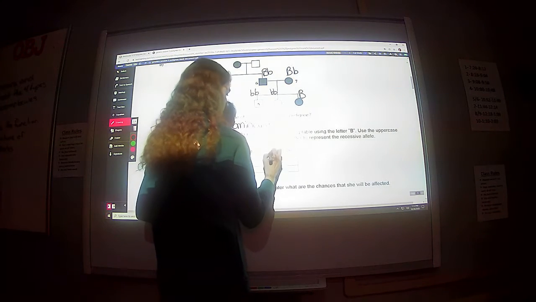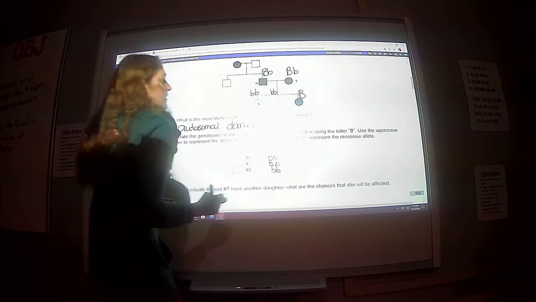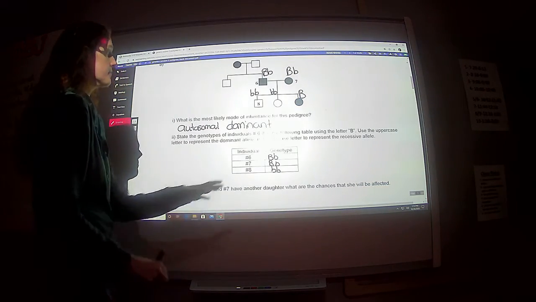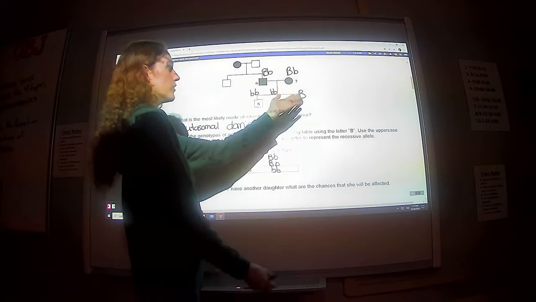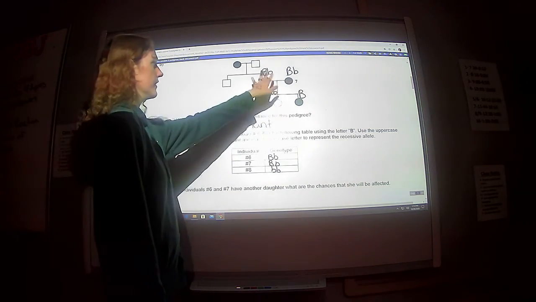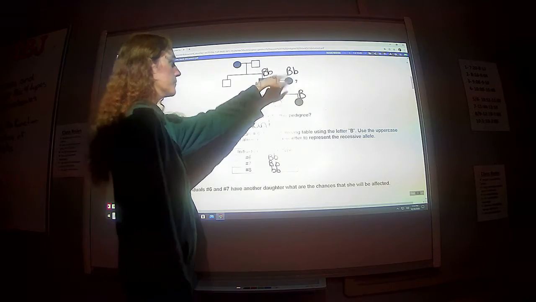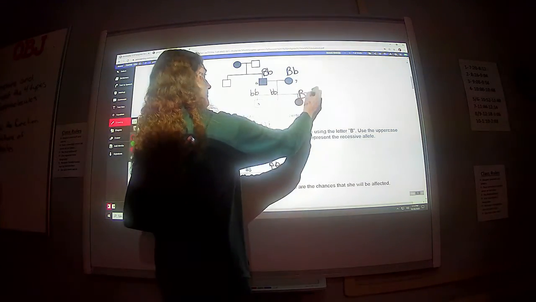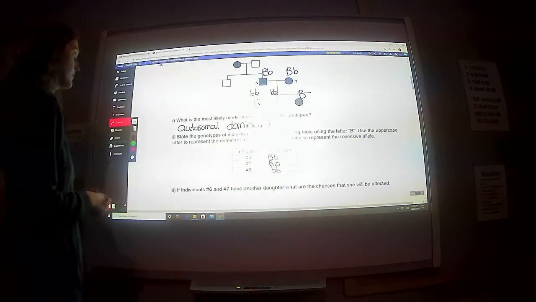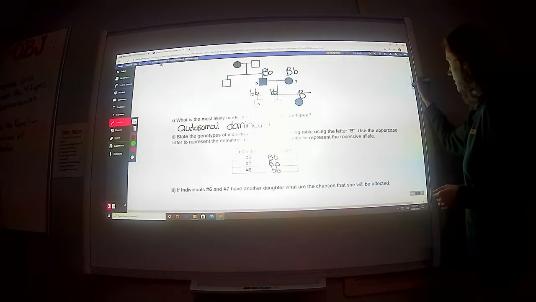So 6 and 7, they're both going to be heterozygous. This person down here, this girl, we don't know what her other letter would be. She could either have inherited a capital from dad and a capital from mom, or she got a capital from dad and a lowercase. So she's either homozygous dominant or heterozygous. But we don't know for sure because she does display the trait.